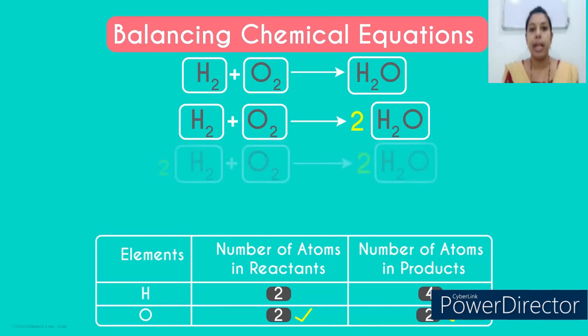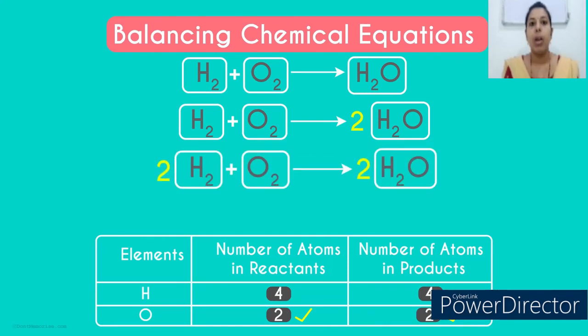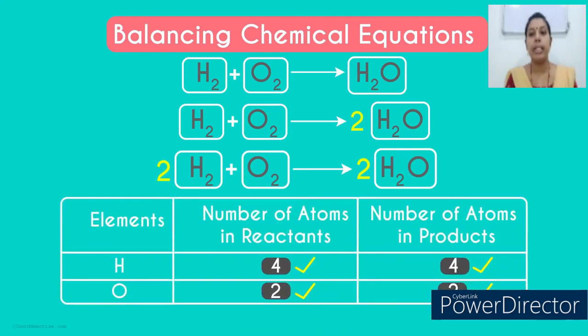How can we balance the hydrogen atoms now? We can multiply the hydrogen on the left side by 2 to get this. The equation is balanced now. When all elements are balanced, we say that the chemical equation is balanced.